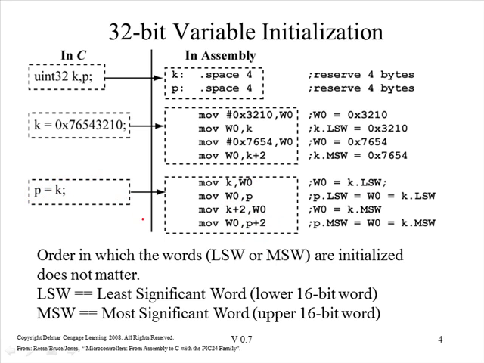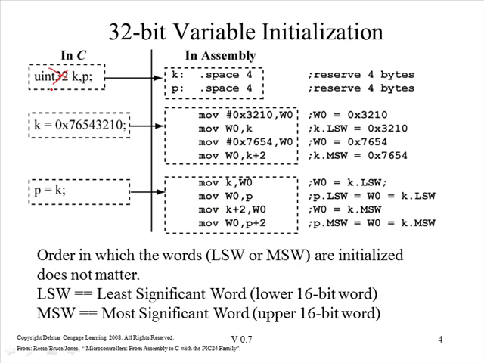In these assignment statements, it doesn't matter the order in which we assign the words, least significant word first or most significant word first. We could have reversed the order of these operations. We could have done this first and then done that second. It would not have affected this code.